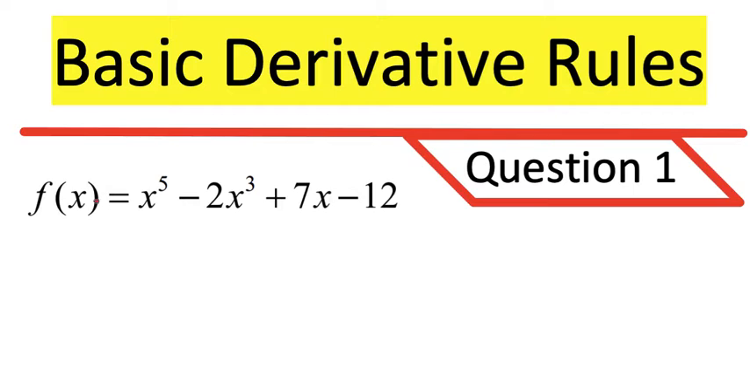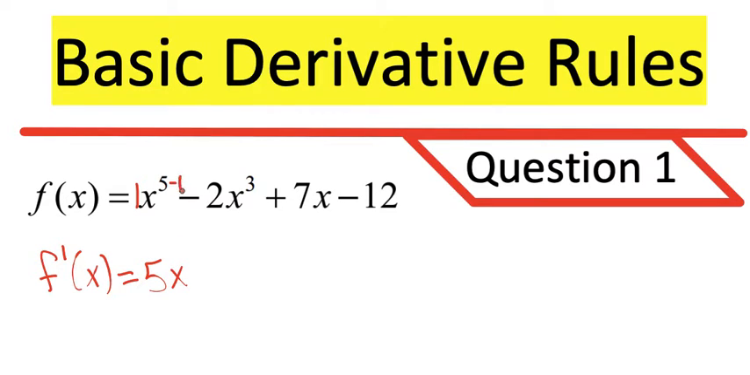So we'll get started. First we have the function x to the fifth minus 2 times x to the power of 3 plus 7 times x minus 12. When we take the derivative of a polynomial like this, we take the exponent and multiply it by the coefficient in front. In this case, x to the power of 5 has a coefficient of 1. And we're going to multiply 5 by 1, which gives us 5x.